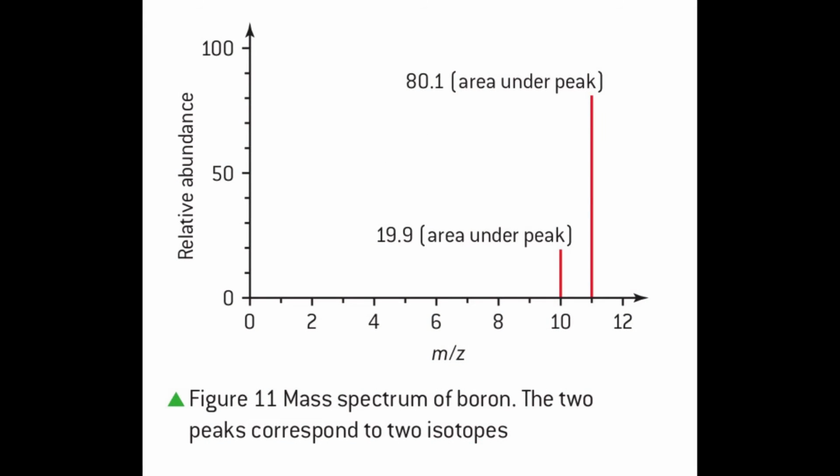Okay, this is the last part of the mass spectrometer video. This is essentially what is going to show up on the computer after the data has been processed. It talks about the relative abundance of the different isotopes that a sample element might have. In this case, it's boron.